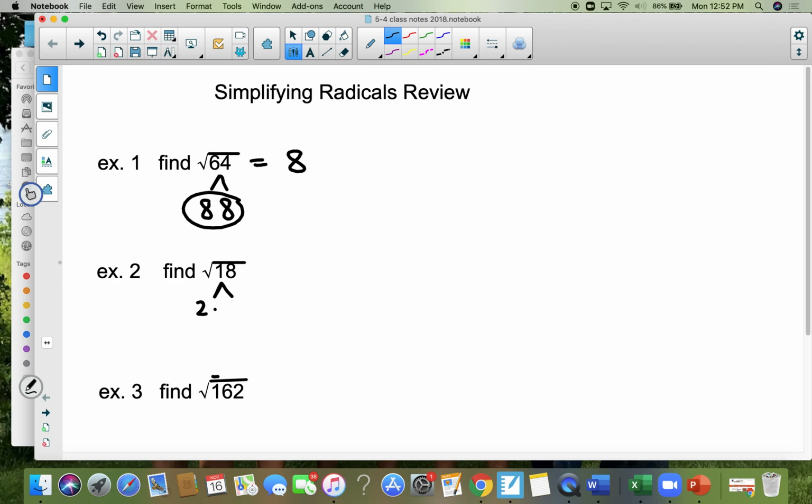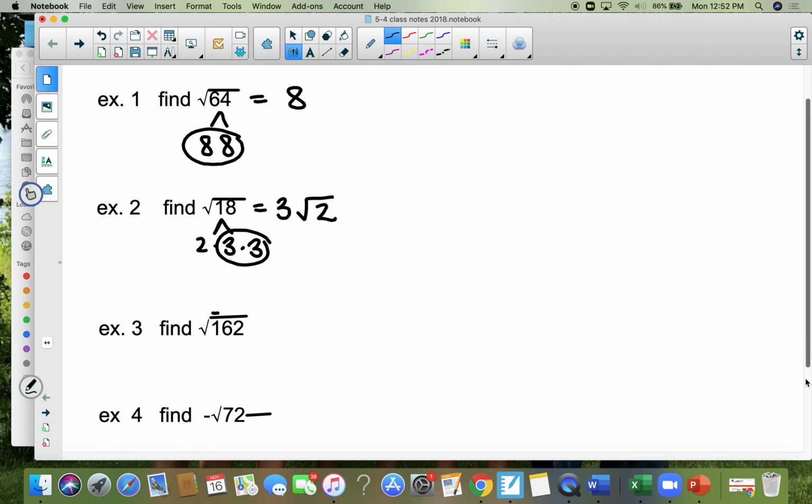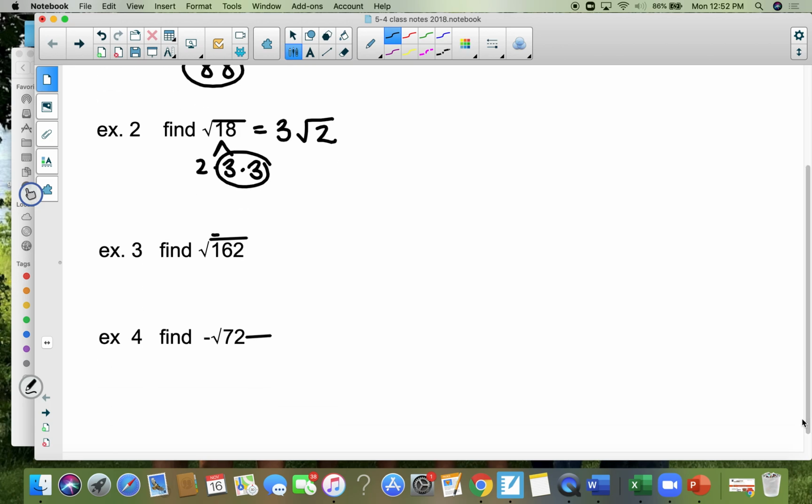18 is 2 times 3 times 3. For every 2, I can take 1 out, but the 2 has to stay inside. And then this one, the square root of 162 is made up of 2 and 81, and this is made up of 2 and 2 nines, and you can stop right there because we have 2 nines, so it's 9 root 2.